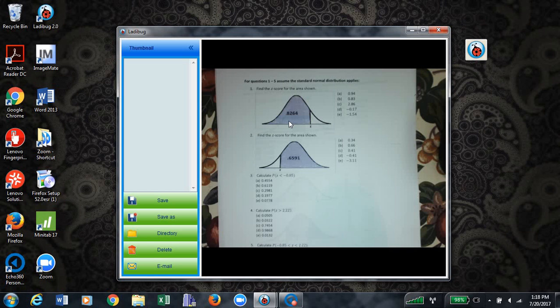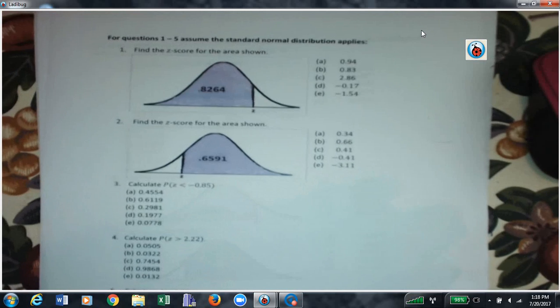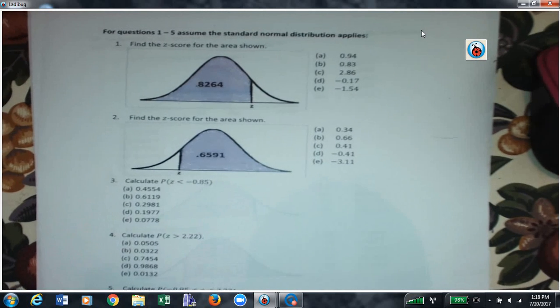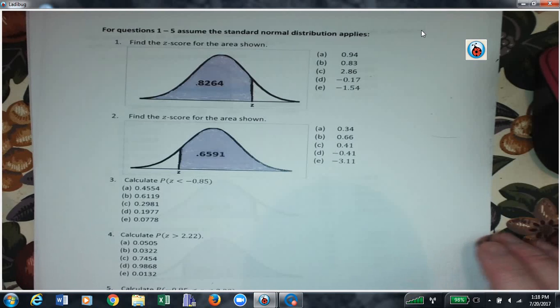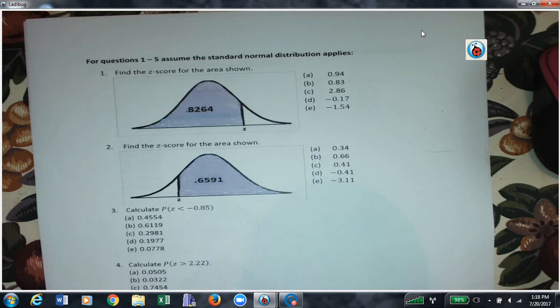Going to be looking at solutions 3 of the statistics summer course. So let's get this onto full screen. And I'll just check the focus. Okay, so question 1, find the z-score for the area shown.